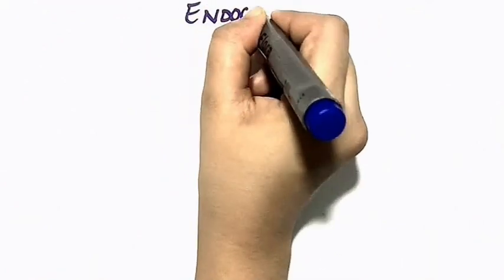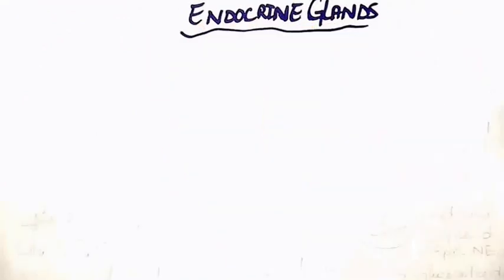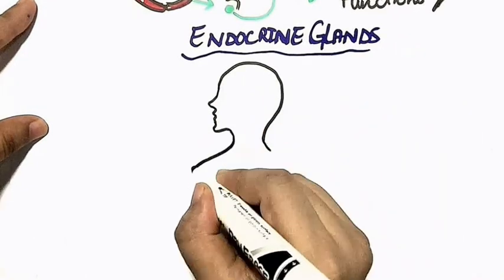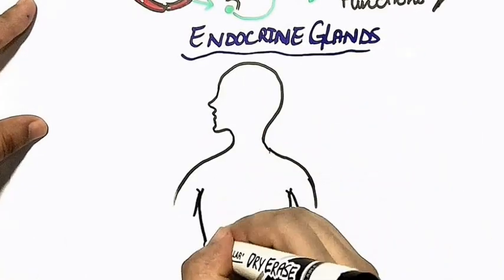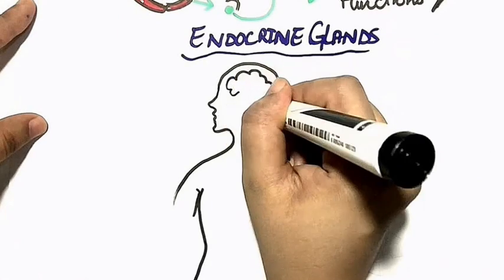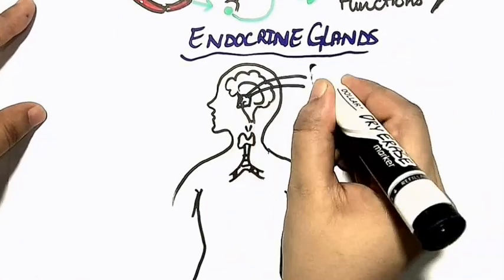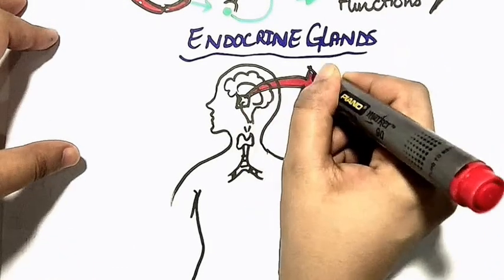Now we will briefly discuss the endocrine glands. Anatomically, the endocrine system consists of six distinct organs: the hypothalamus, pituitary gland, thyroid and parathyroid glands, pancreas, adrenal gland, and gonads. Here we will discuss the hypothalamus.